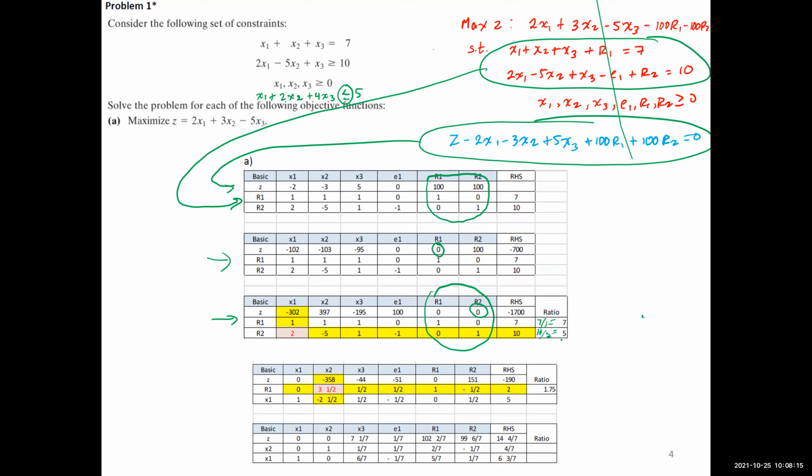Did you say that you're looking for the largest coefficient? Largest negative coefficient for maximization. For minimization, we look for the largest positive coefficient. Yes. So R2 is leaving. X1 is going to replace R2 because it has the minimum value for the ratio. Yeah, that applies to maximization and minimization. Yes.